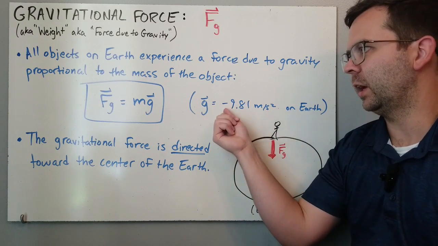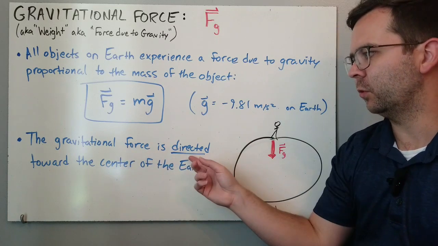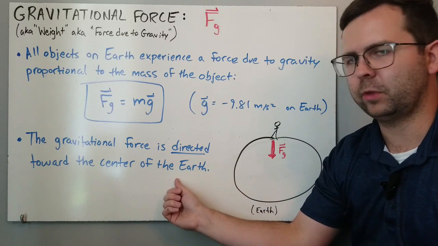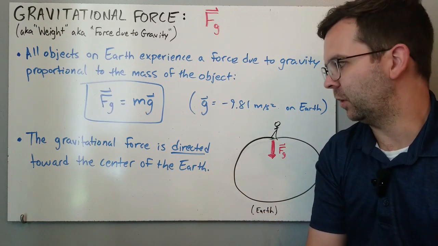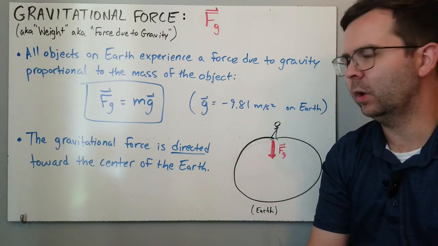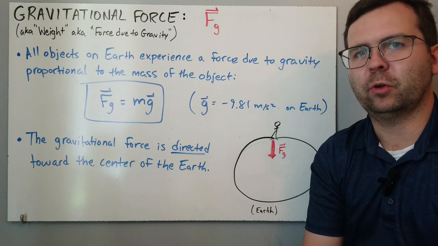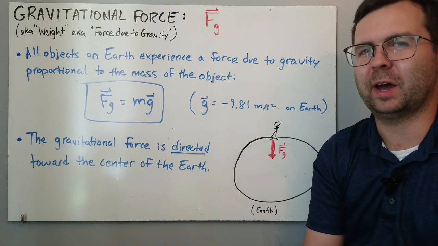You'll notice there's a negative sign in here. We write it as negative because the gravitational force is directed towards the center of the Earth, and in many cases that just means down in normal situations. And so because gravity is directed downwards, it is almost always signified by a negative direction.